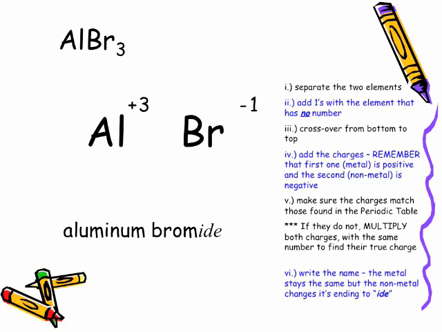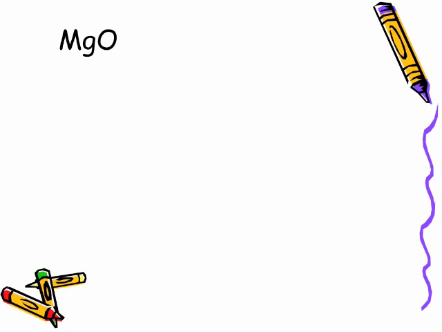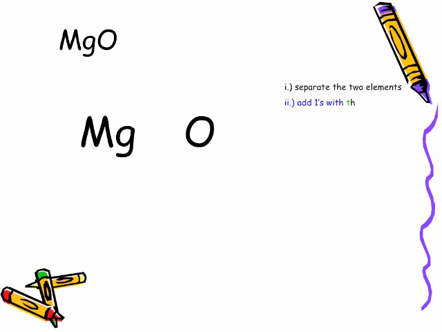Okay. This last one is a little tricky, MgO. We know Mg is magnesium, it's a metal. O is a non-metal, oxygen. So we're going to separate the two elements, Mg and O. Now, next step says add ones to the element that has no number. Neither element has a number. Remember, in the final steps, it says remove the ones. So we've removed ones to get MgO. Now we're going to add the ones to do the reverse of the five-step crossover rule. So we're going to add ones. Next step, we're going to cross over again from the bottom to the top.